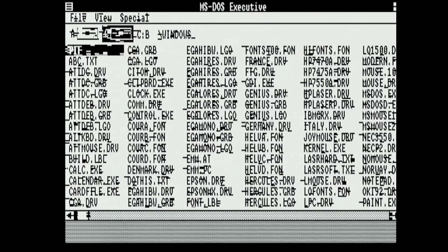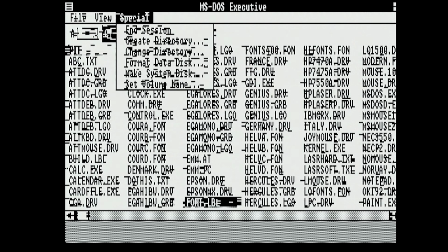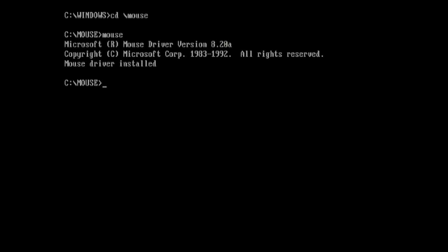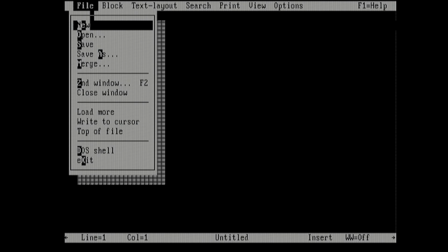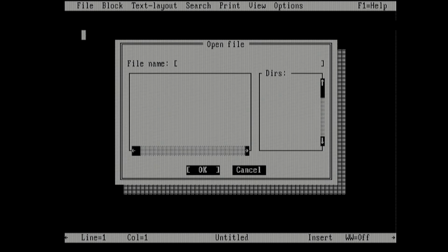Doesn't seem to be working. I'll just go out and see if we can check the mouse is working from DOS first. The mouse does appear to be working. If we just look at running the Norton editor, we can see if we use the mouse in Norton editor and actually use the mouse.